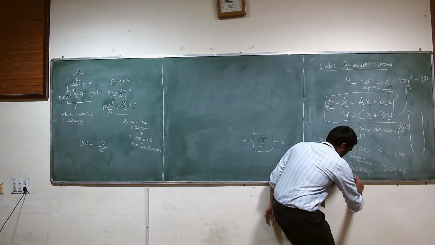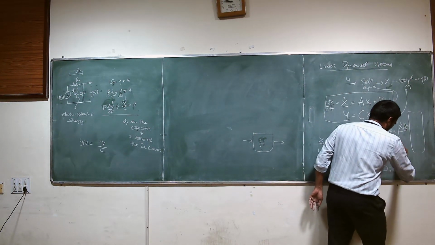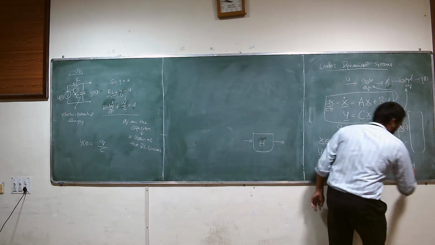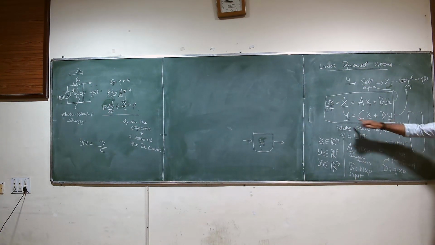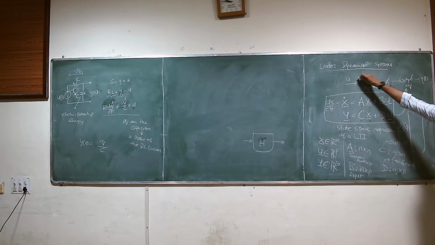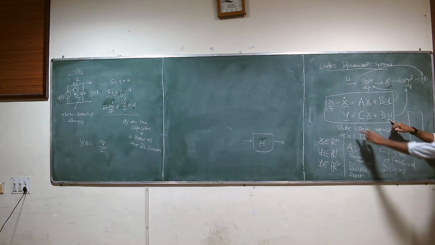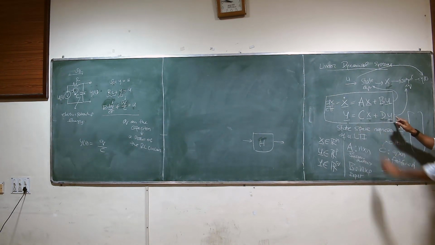B is called the input matrix. C, I think, is called the output matrix. D is called the feed forward matrix. What does D do? D relates the input directly to the output. It does not go through the state evolution, but directly affects the output, so it's as if it's fed through directly. D is also the component which has no memory, because D relates u of t and y of t directly. So any memoryless component in the input output relationship is contributed by D.